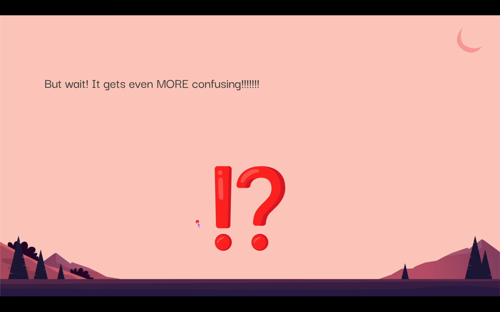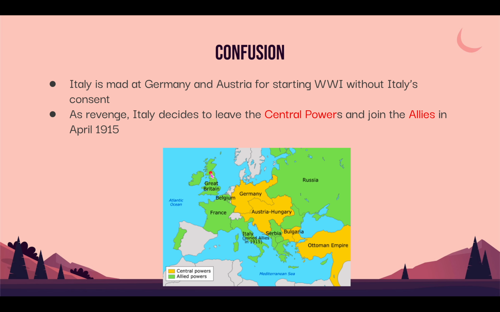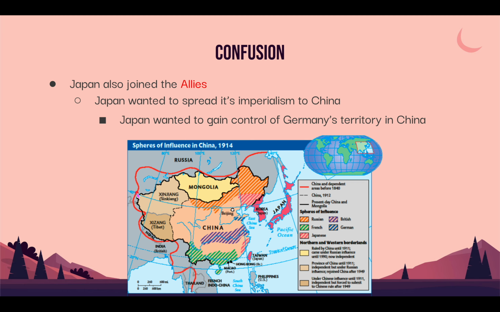But wait, it gets even more confusing. Italy is super mad at Germany and Austria for starting World War I without Italy's consent. So as revenge, Italy decides to leave the Central Powers, totally switch teams, and join the Allies in April of 1915.